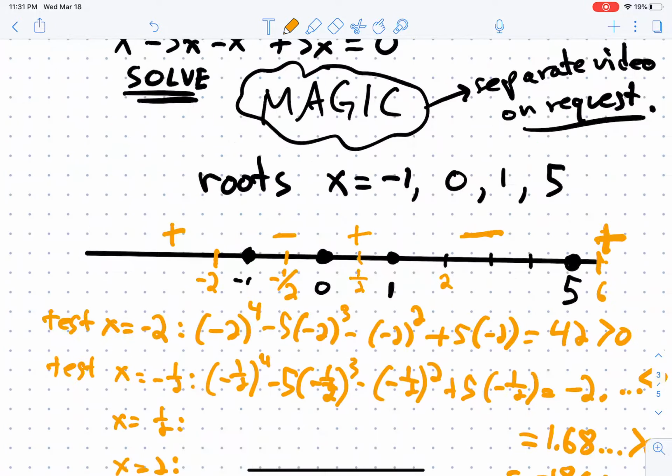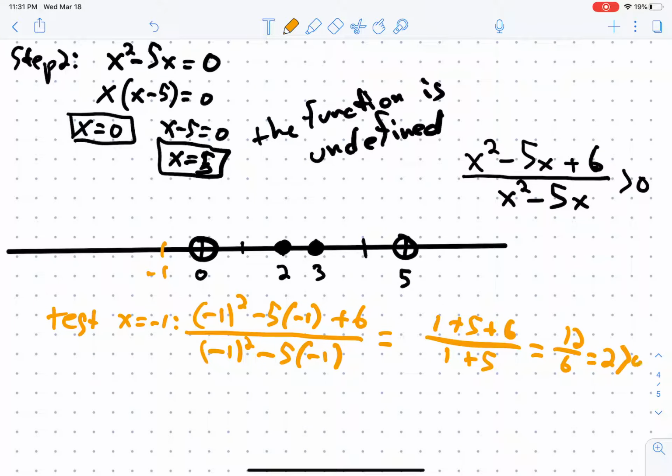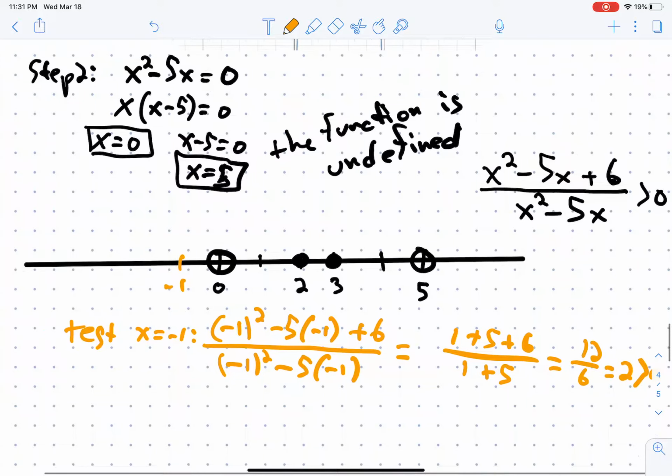Positive 2 is bigger than 0. Whee, that was an accident. That one is bigger than 0. And because of that, we're going to mark this interval with a plus. So everything from x equals 0 to the left, that function is positive.